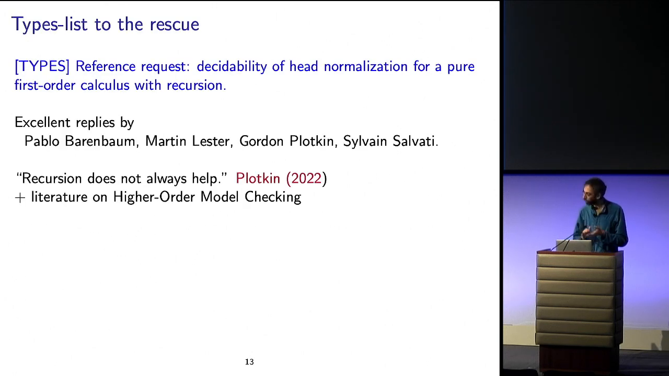Answer is yes. So when you are surprised by something and you don't know why it is the case, you can ask the types list about it. So I did that, and we got excellent replies by Pablo Barenbaum, Martin Lester, Gordon Plotkin, and Sylvain Salvati, who said, but this is a well-known thing. Simply typed lambda calculus with just functions and letrec has decidable halting problem. Okay, so well-known by not me.